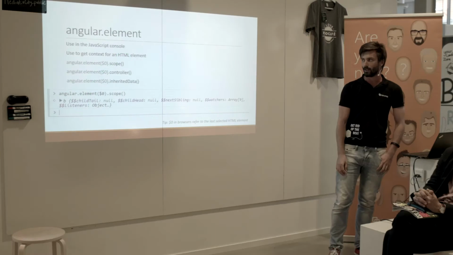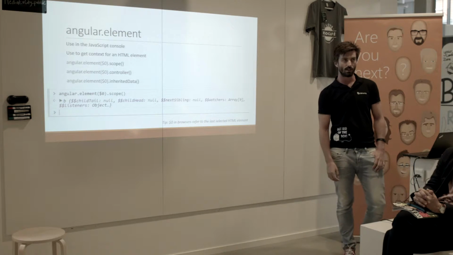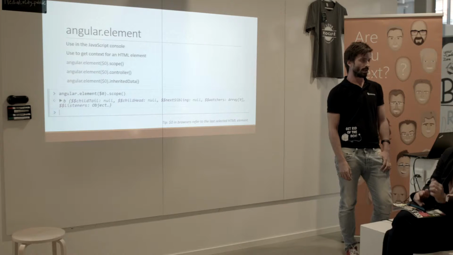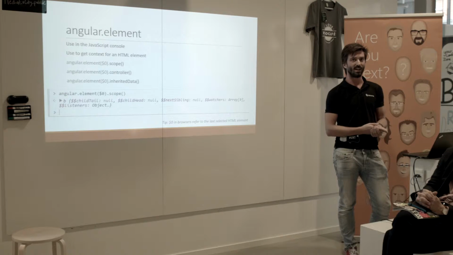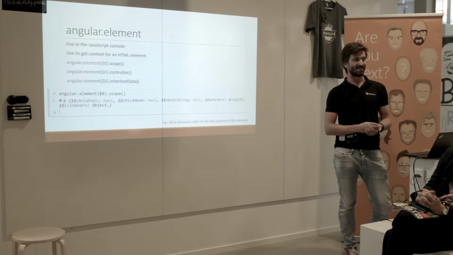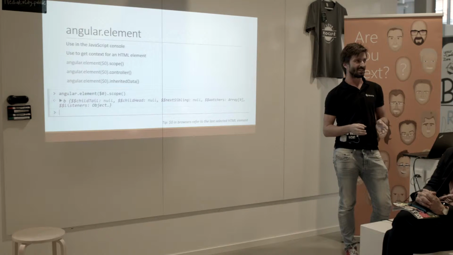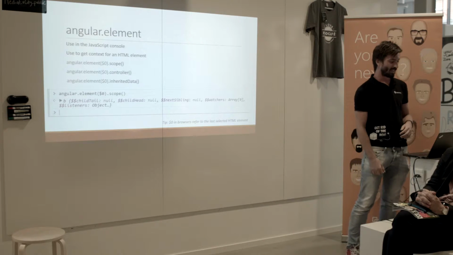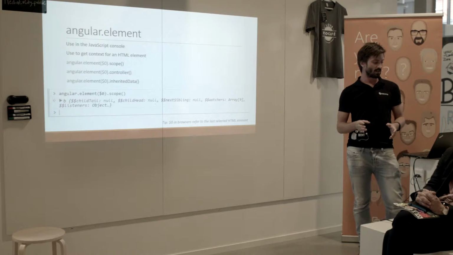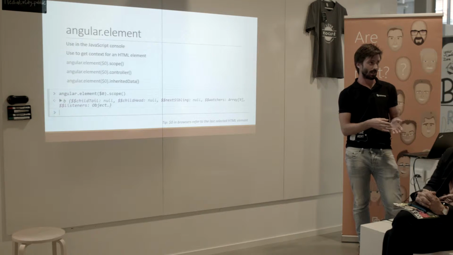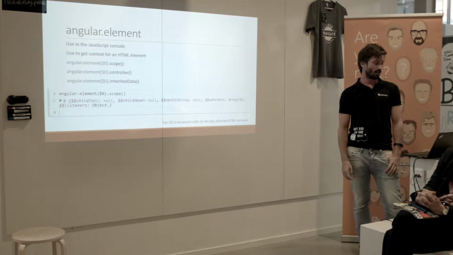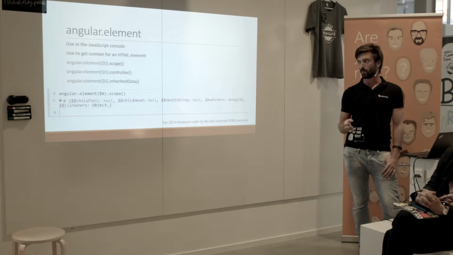So to start, Angular element. You can use this in the JavaScript console window, which you get in your web browser when you click F12. So how many of you have been developing web apps? Okay, so everyone knows about the developer tools. Yes? Great. So the Angular element, you can use this to get sort of an Angular context of the HTML element. And you can, from this, get to the scope or the controller or inherited data.